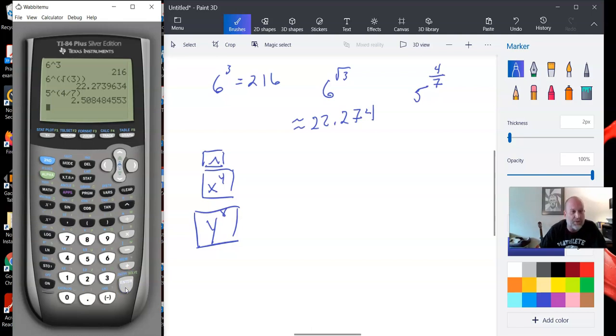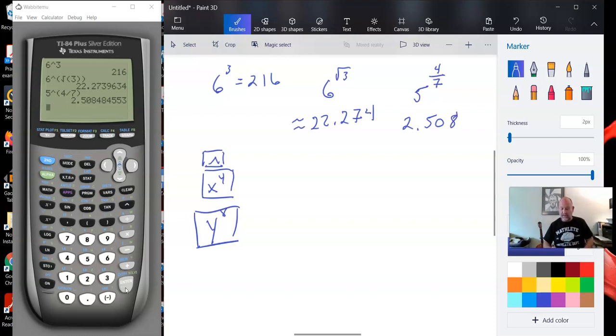There we go. And so we get 2.50848, blah, blah, blah. It keeps going. Again, I'm going to round it to 3 decimal places. So this would be 2.50, and let's see, it's 84, so it doesn't round up. So 2.508.